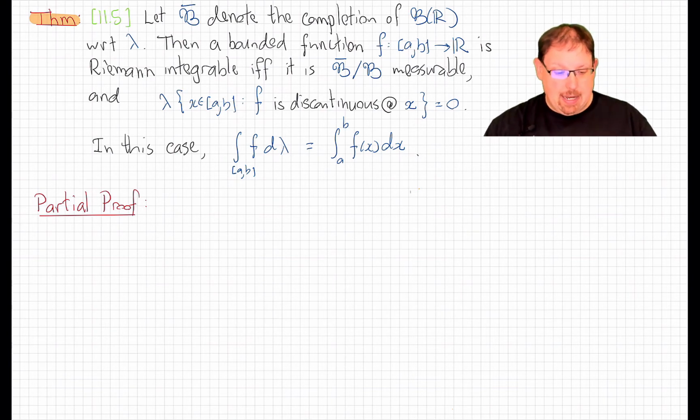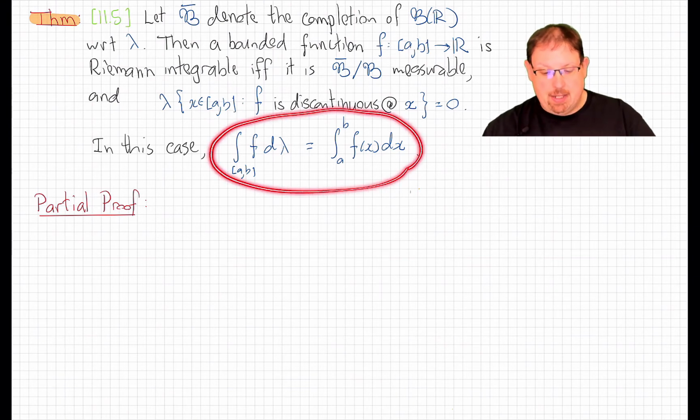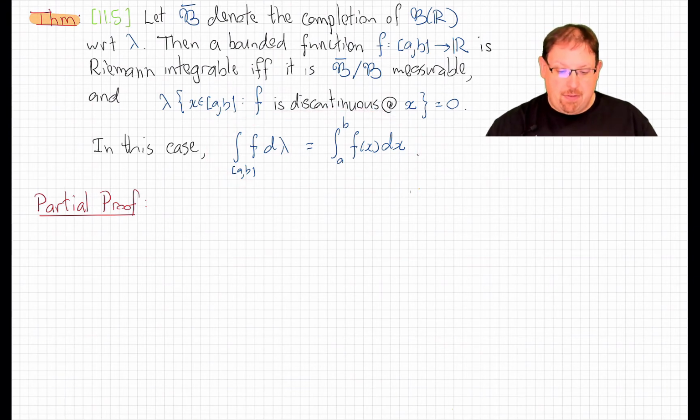It is in the notes here if you'd like to see how the full proof proceeds. What I'm most interested in from this proof is this statement here. The point being that if a function is Riemann integrable, then the Riemann and the Lebesgue integrals actually agree in the context where we can define the Riemann integral for a bounded function on a compact interval. So let's see why that's true.